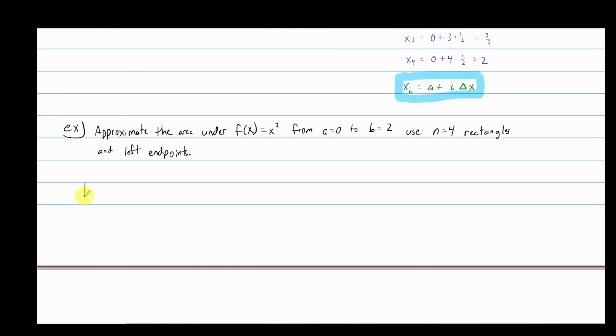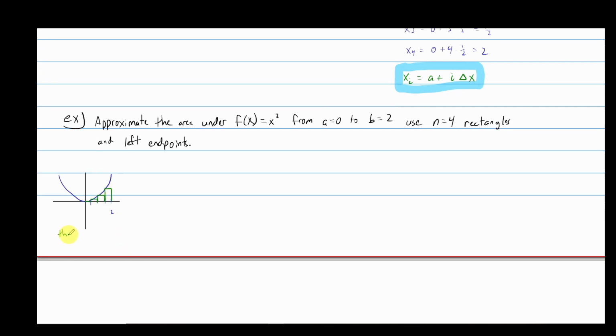Once again, I think it might be helpful to have a drawing here just to keep track of what's going on. So the difference between this problem and the last one is that now it's the left-hand side that determines the height of the rectangle. So if I look at my drawing here, I can see that my approximation will be an underestimate.